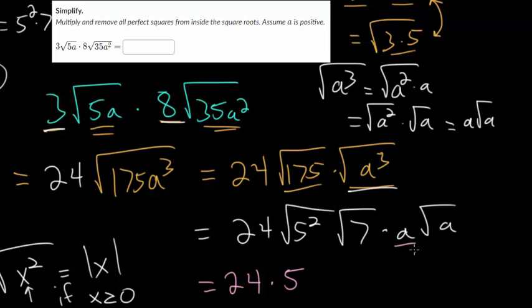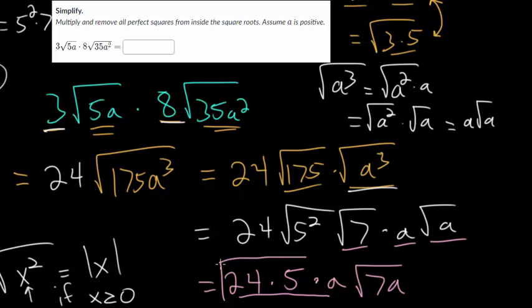And then I'll bring the a in front since it's on the outside. So all the numbers on the outside of the square root come to the front. And then we'll recombine the 2 square root terms since we can't simplify those. So we have root 7a. And this right here is the correct answer, though we can't actually carry out this multiplication.